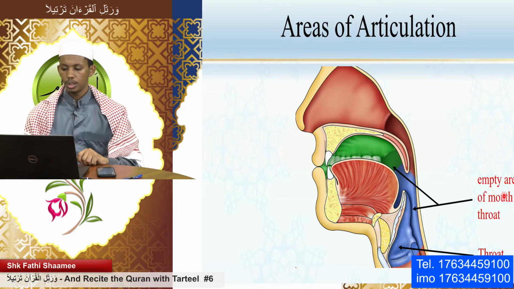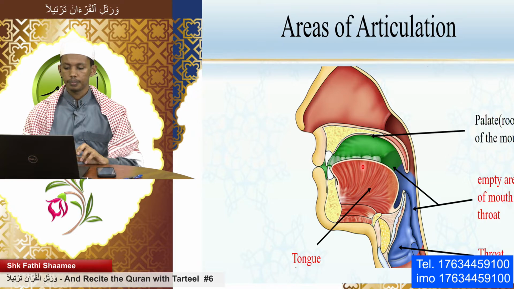And then al-jawf is the empty areas of the mouth and the throat. So you see these empty areas colored in green as well as this dark blue. So this is al-jawf, right? All this empty area in the mouth. So this cavity here, so here and down here. So this is al-jawf. And then the tongue, as you can see here, this is the tongue. And this has the most number of articulation points for the Arabic letters.